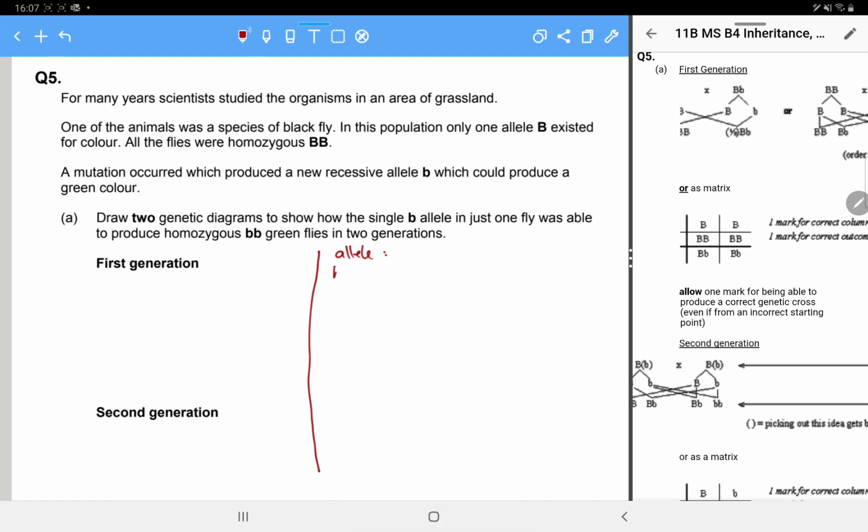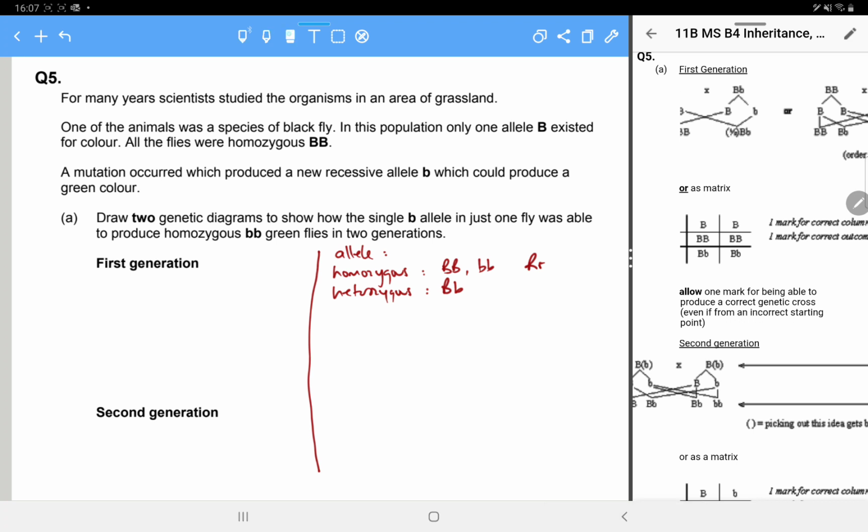We need to know that homozygous is two alleles that are the same of a gene, so that could be big B, or small b. Heterozygous means that you've got different alleles at a gene, so that could be big B, small b, for example. Remember, you might have questions in which they use a different letter, like there's one later, I think, where they're using R, so it could be big R, small r, for example.